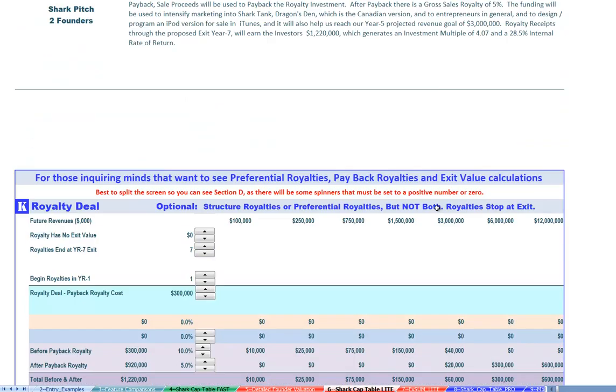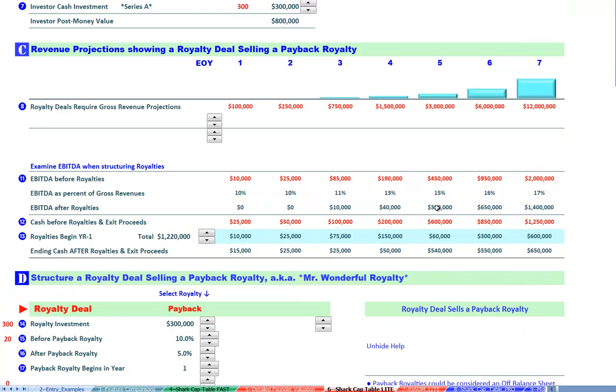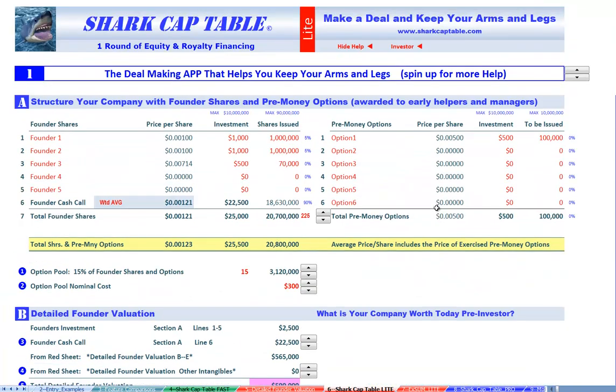That pretty much does it for the royalties. My preference is the preferential royalty with some equity, and you'll find that that's probably the best one.